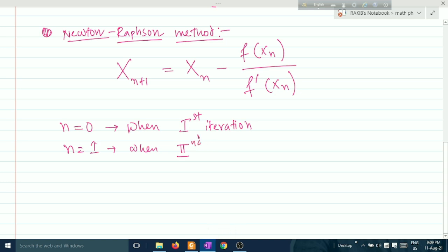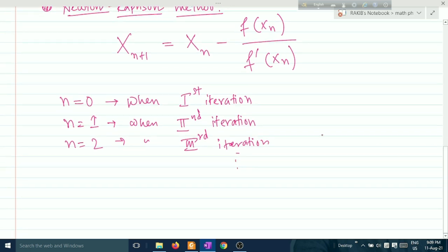the second iteration is done, and so on. n equals 2 means the third iteration is done, and so on and so on. Okay, this is the general formula of the Newton-Raphson method. You have to remember this formula to do problems related to the Newton-Raphson method.